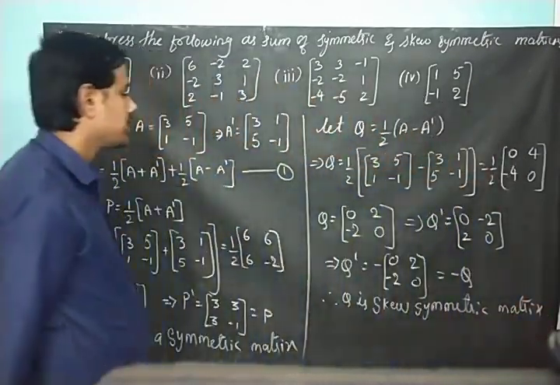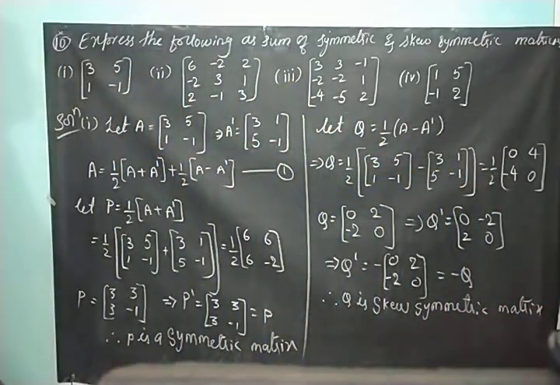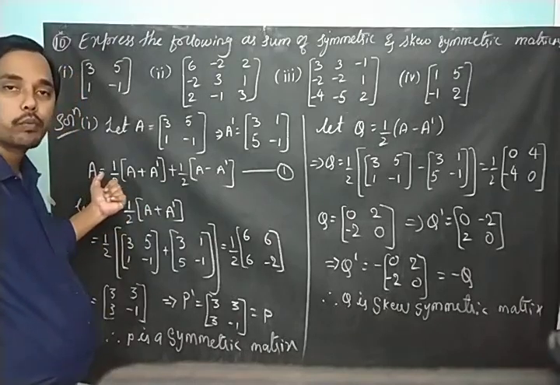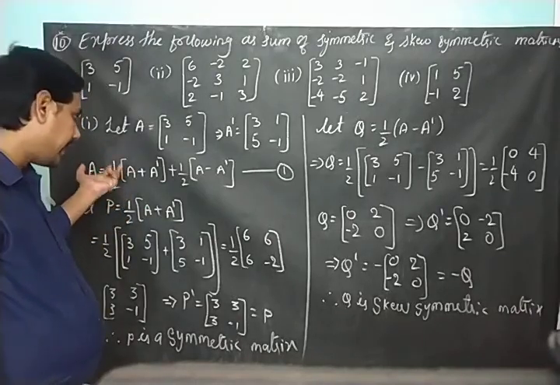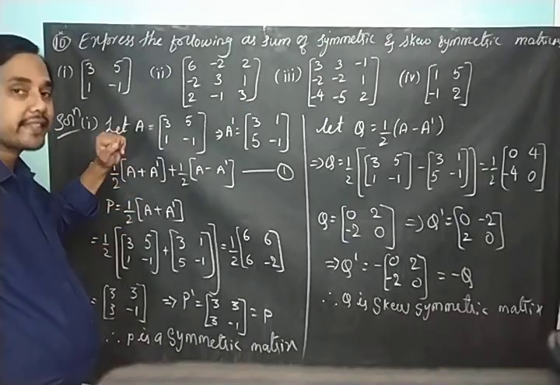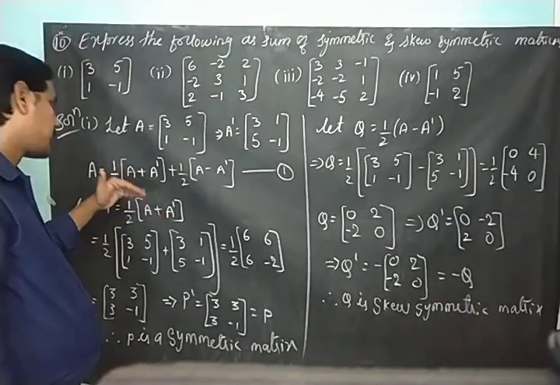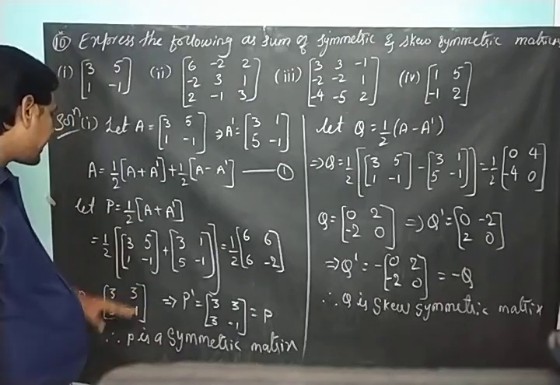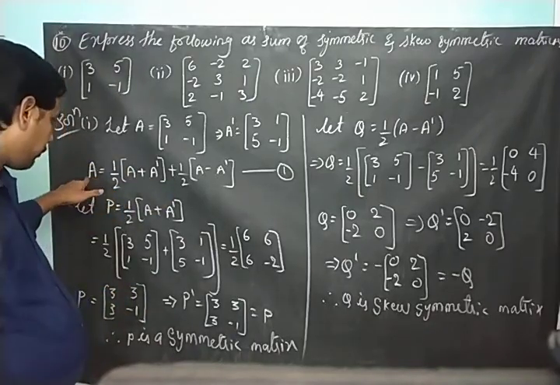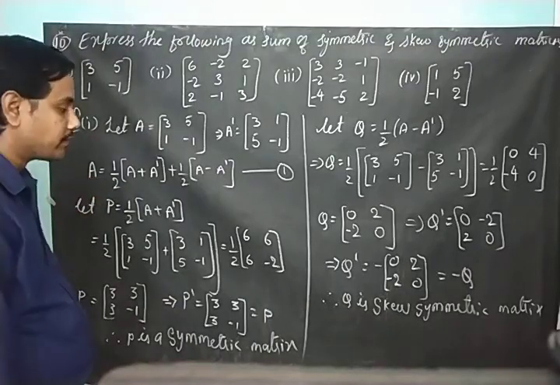Q dash is what? Skew symmetric matrix. So now we need to check whether they are, obviously it is there from equation 1. We can say that A can be expressed as P plus Q, where P is a symmetric matrix and Q is a skew symmetric matrix. But still we need to check that if we substitute the values here, are we going to get back the matrix A?